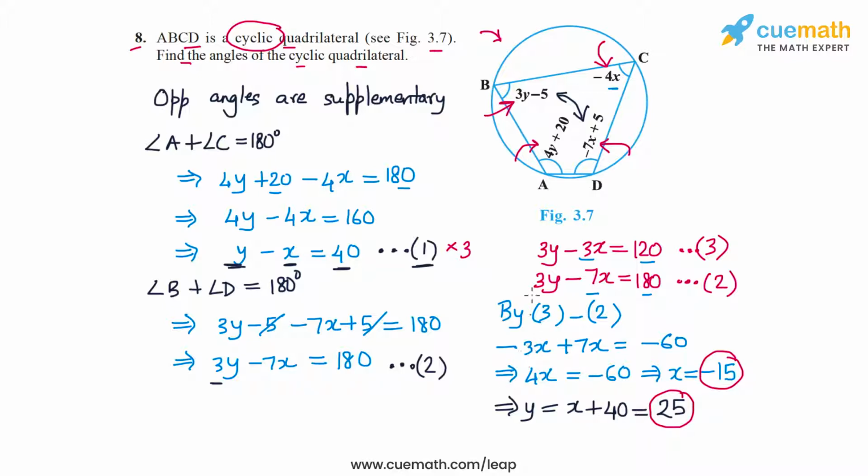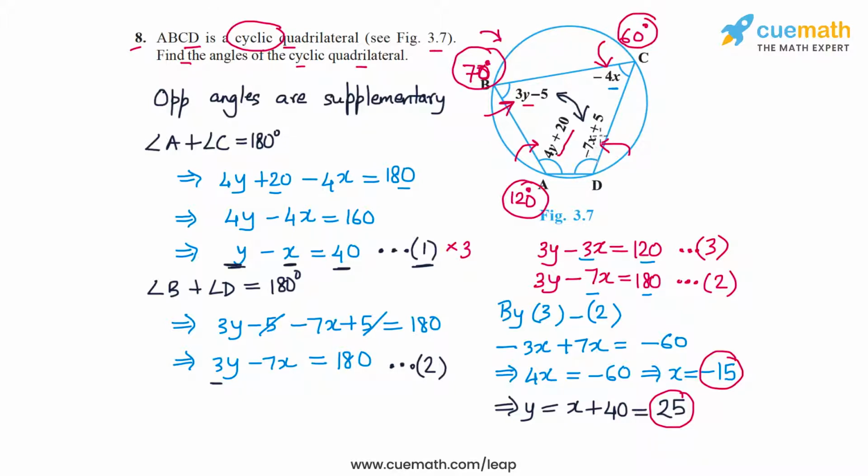Now let's use this to write the measure of each angle. So angle A is equal to 4y plus 20. 4y is 100. So 4y plus 20 is 120. So angle A is 120 degrees. Then angle B is 3y minus 5. 3y is 75. So 75 minus 5 is 70. So angle B is 70 degrees. Then angle C is minus 4x. Now x is equal to minus 15. So minus 4x is 60. So the angle C is 60 degrees.